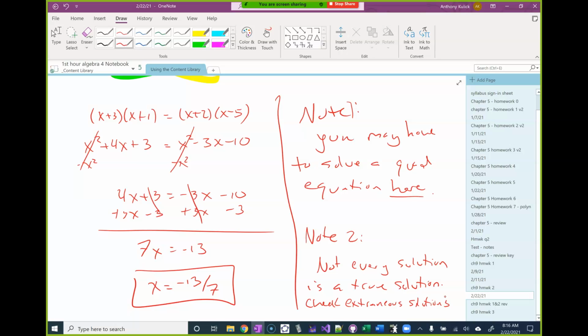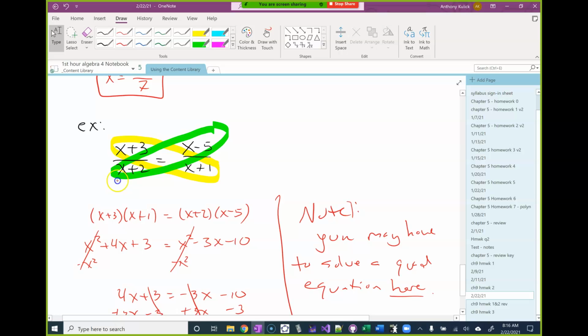So all I'm going to do is look at this negative 13 over 7, and go back and check if I plug that into either denominator, does it give me 0? No, right? Everybody agree with that? Negative 13 over 7 plus 2 is 1/7, and negative 13 over 7 plus 1 is negative 6/7. Neither one of those is 0. So that solution is fine.